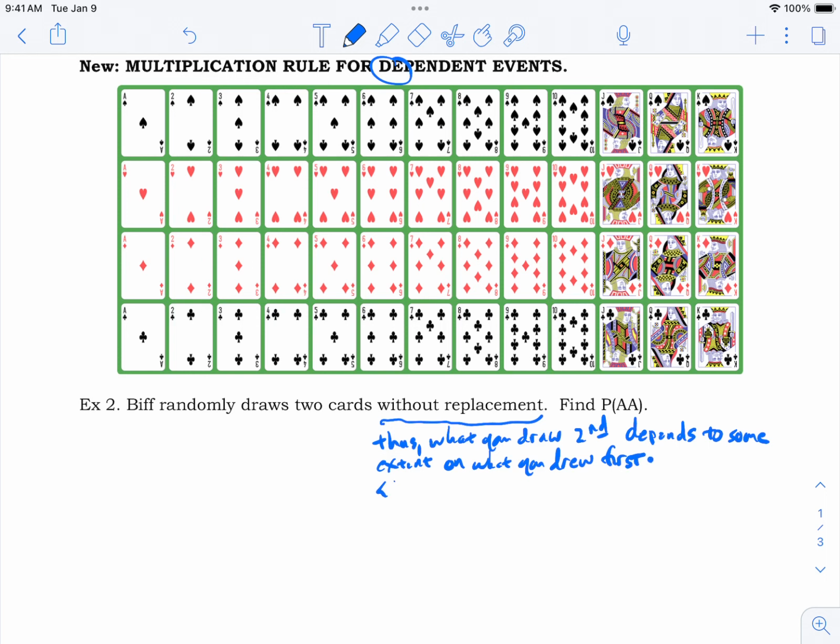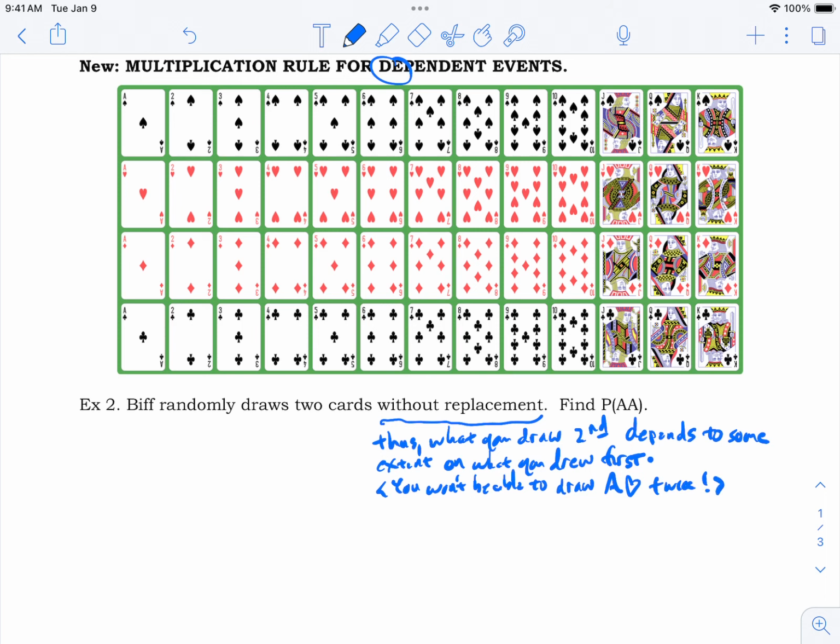So, in other words, it will be impossible, probability of 0, to draw the same card twice. You can't draw ace of hearts and then ace of hearts if you don't put the ace of hearts back. See what I'm saying? So there is a little bit of dependence. What happens second depends a little bit on what happened first. You won't be able to draw ace of hearts twice.